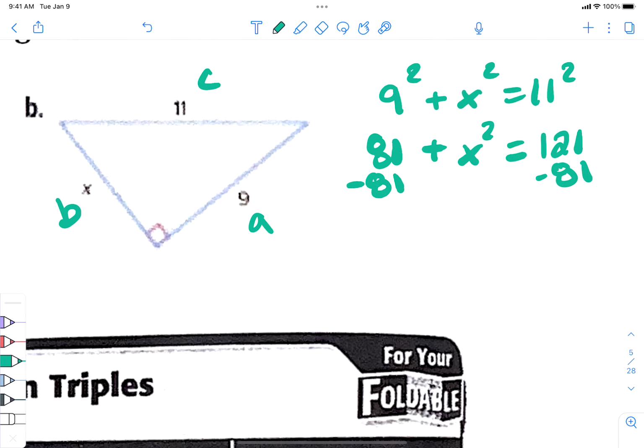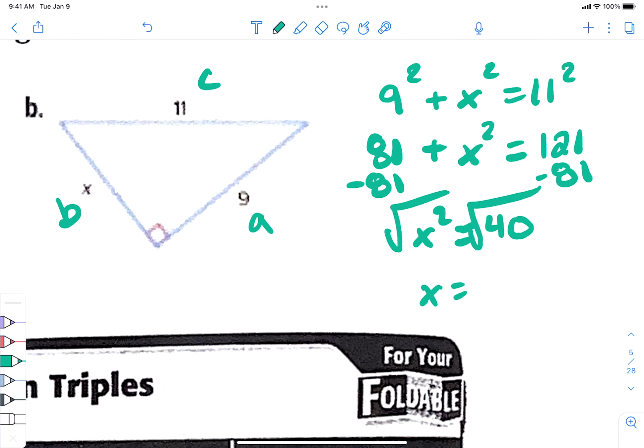This is the difference that you have to do. X squared equals something like 40, maybe? And when you take the square root, the square root of 40 is 6 point something. Anybody got it? Square root of 40? 6.3. Okay. Cool.